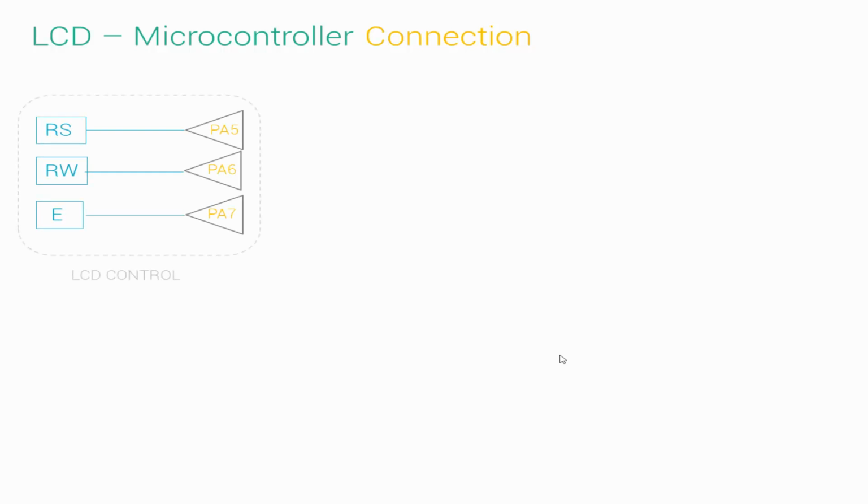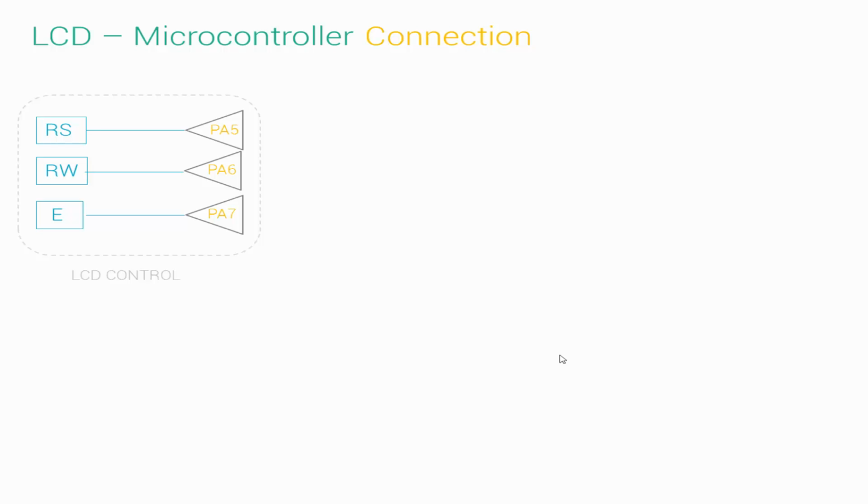The LCD control pins consist of the RS, the RW, and the E pin. I've named them the LCD control pins because this controls how you use the LCD. For instance, the RS is used to control whether you send in a command or data to the LCD. The RW, as we know, is used to read or write from the LCD, and the E is used to secure whatever information we write in the internal register to the internal register.